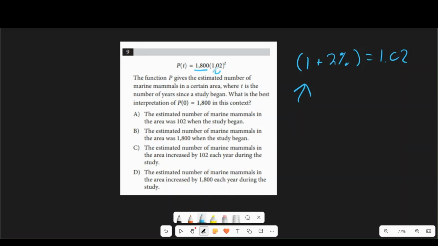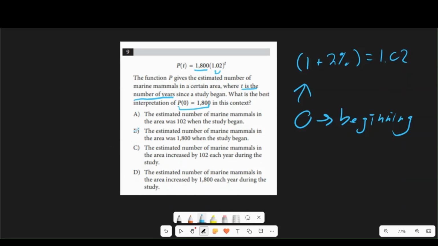So they're asking us, what does p when t equals 0 equals 1800 mean? Since t is the number of years since the study began, this tells us the number of animals when the study began. It's 0 years from the study beginning, so it's just going to be the beginning of the study. So that's what we're being told by this. We just have to find which one of these answers says that.